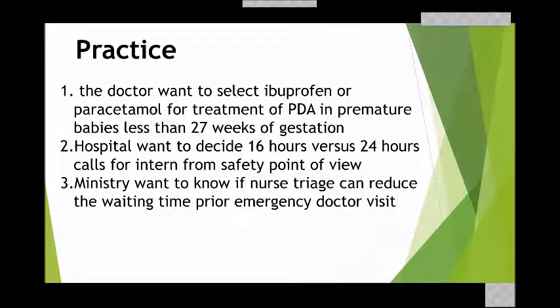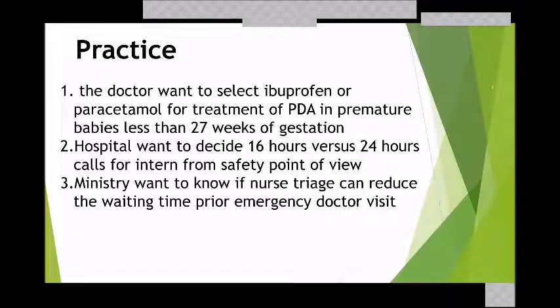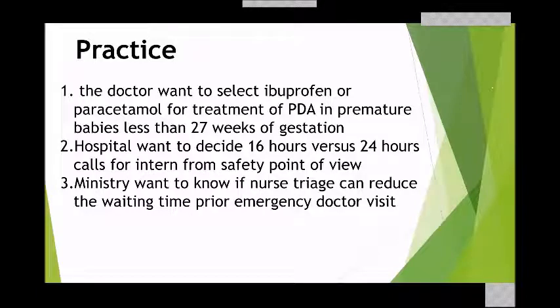The population. Population is the premature baby with PDA. Less than? Less than 27 weeks. Correct. So in premature babies less than 27 weeks with a PDA. Okay? So this is our population. Okay, continue. So second is the I. What is the I? Ibuprofen. What is the C? C compared to paracetamol. Correct.